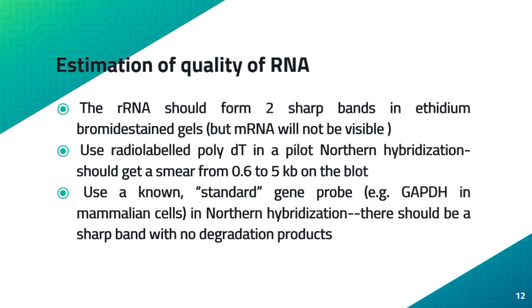Estimation of quality of RNA. The rRNA should form two sharp bands in an ethidium bromide gel, but mRNA will not be visible. Use a radioactively labeled poly-dT probe, then the northern hybridization should give a smear from 0.6 to 5 kb on the blot. Use a housekeeping gene probe, for example GAPDH in a mammalian cell. Then in the northern hybridization, there would be a sharp band with no degradation product.